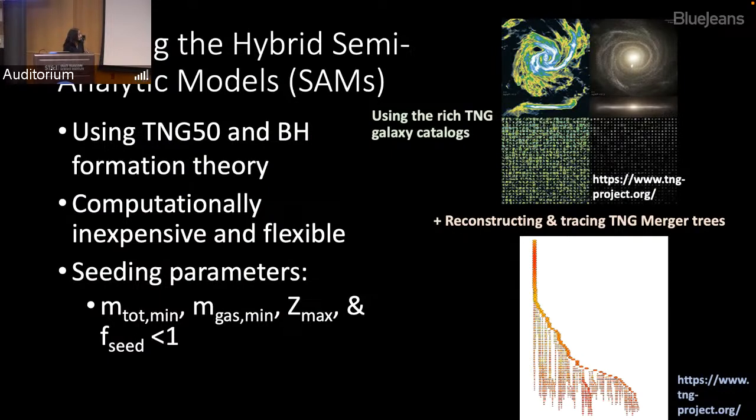We're making a rough assumption of one black hole per host. We implement minimum total and gas mass criteria, as well as a maximum metallicity criterion, and seed 1% of galaxies at each snapshot as a probabilistic seeding fraction model, in order to account for any physics that we're not looking at in the models.